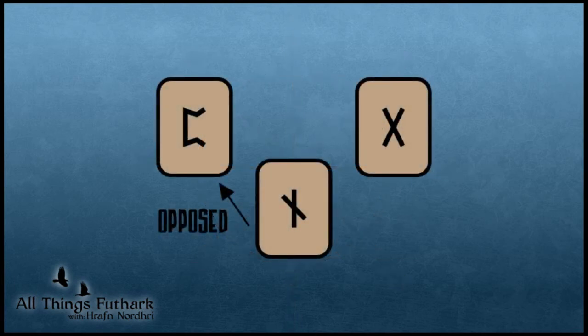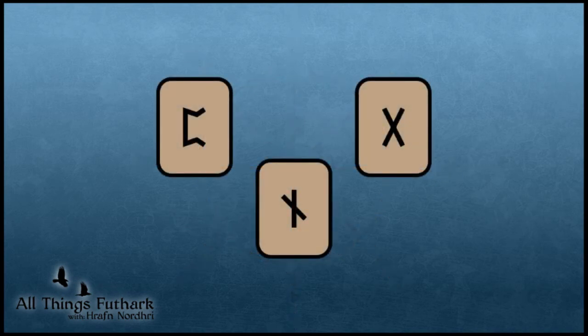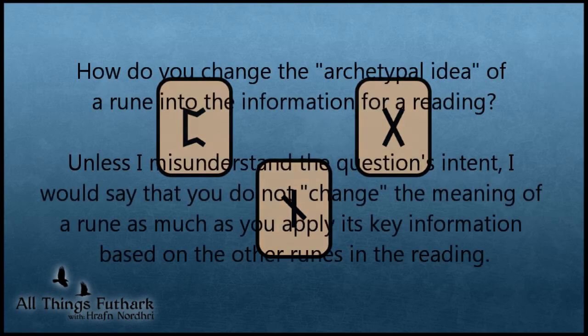Now Nauthiz is opposed to Perthro. Going back to the chart, it's the exact opposite on that chart from Perthro. So that we know is Perthro and Gabo are positive, and Nauthiz is positive, but it's opposite of Perthro.